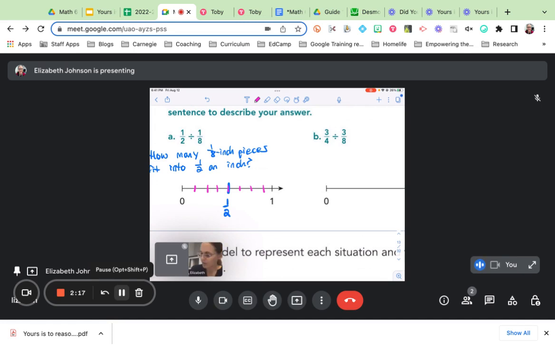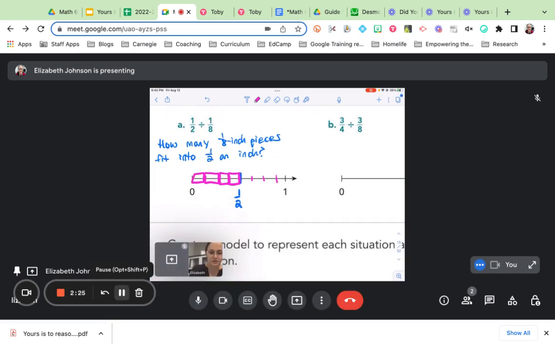How many of them fit into 1/2 inch? Let's see, 1, 2, 3, 4. So if I was going to answer with a sentence, I would say there are 4 1/8 inch pieces in 1/2 inch. Cool. So it's pretty easy to use a number line to represent that.